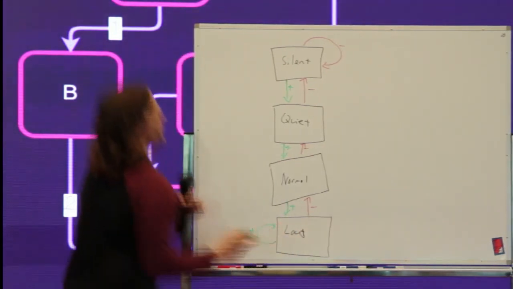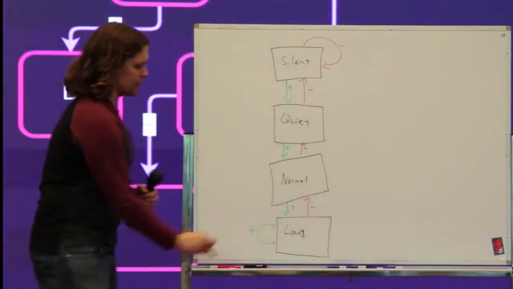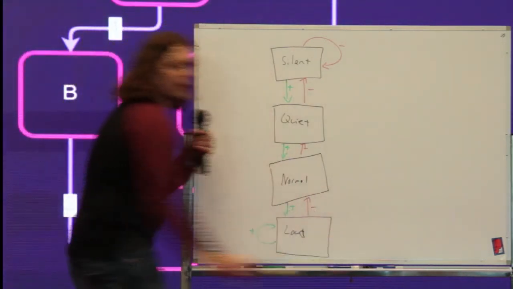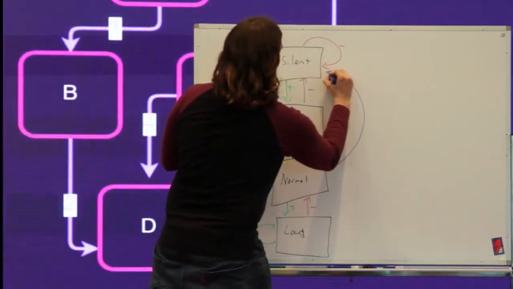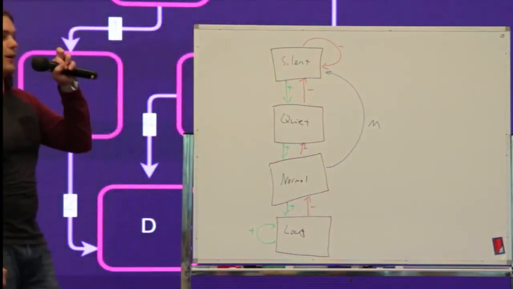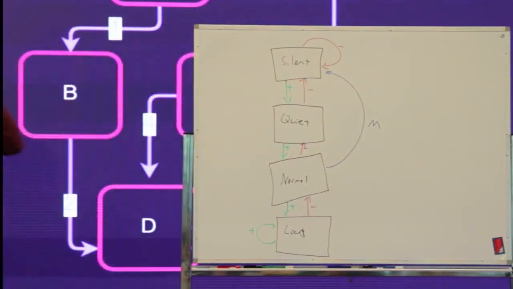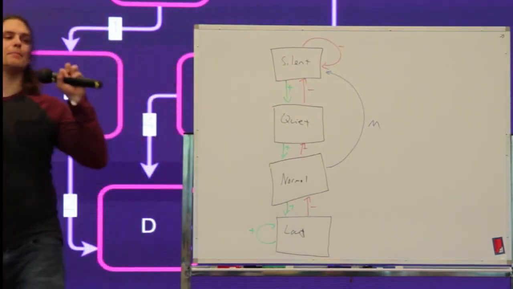But now we get to the hardest part. So, what if I'm in normal and I press the mute button? Where do I go? Silent, okay. That seems pretty good. I'll label this as M. And now what if I'm in silent and I press the mute button again? Now where do I go? You don't know. Oh, yeah, some people are saying silent.